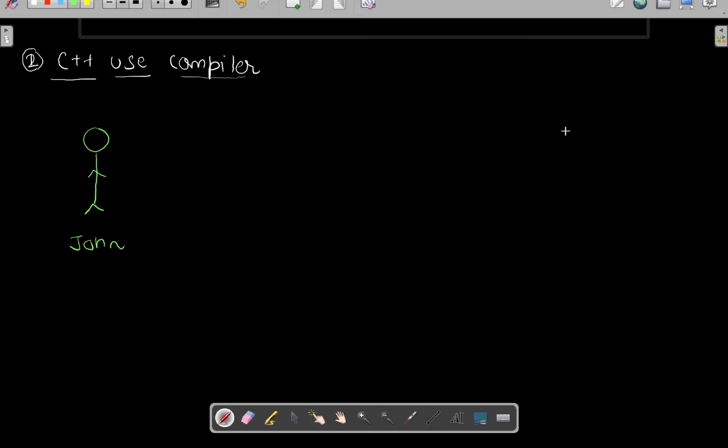C++ uses a compiler. This is our second point, that C++ uses a compiler. Now let's understand what a compiler means and why we need one. Let's discuss compilers with a real life example. Let's consider there is a person named John, and on the other side there is another person, Jessa. Now John wants to communicate with Jessa.